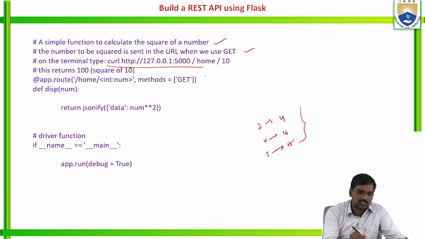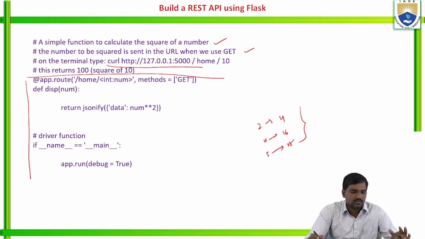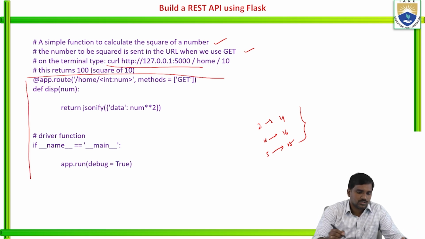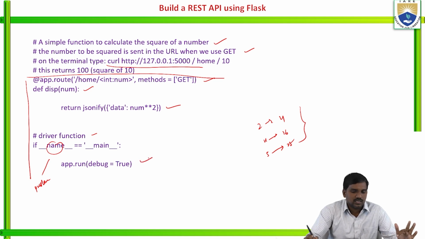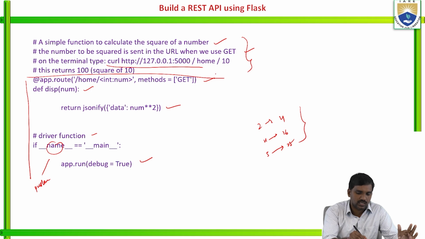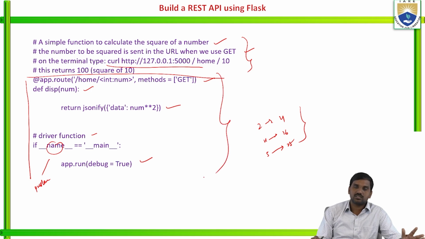So here for that we use the code: @app.route, the home page, get method, the definition function of number, where you can return number star 2, that is, double the number. Then the driver function, if name equals main, app.run with debug equal to true. So for these 4 commands, you can write this code for these 4 lines.